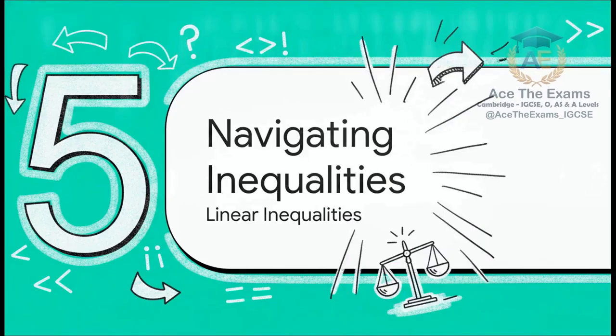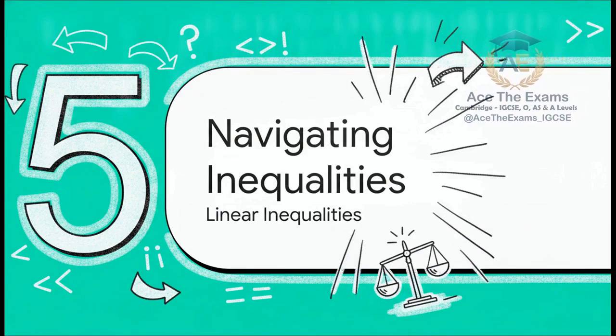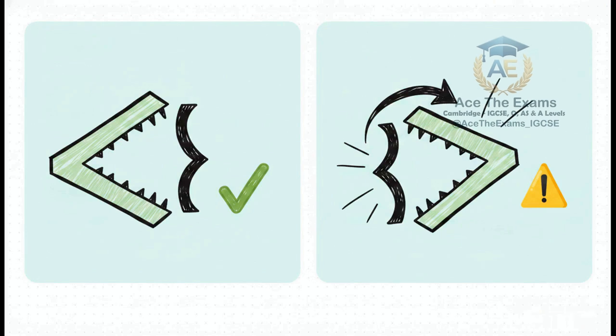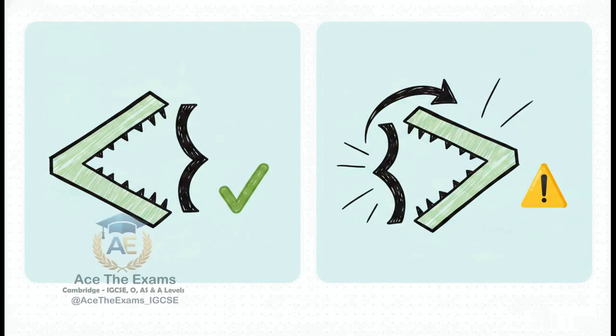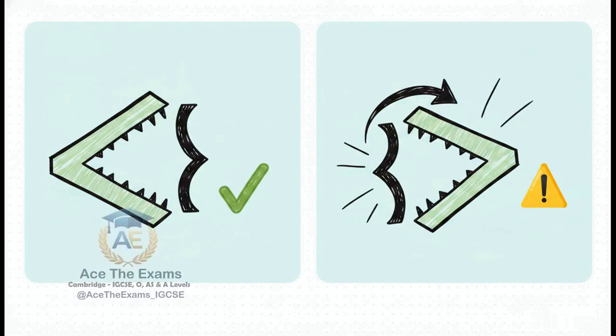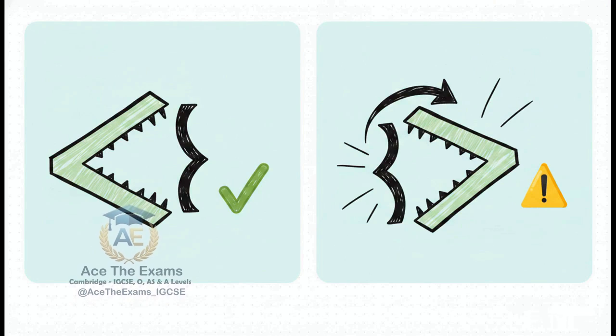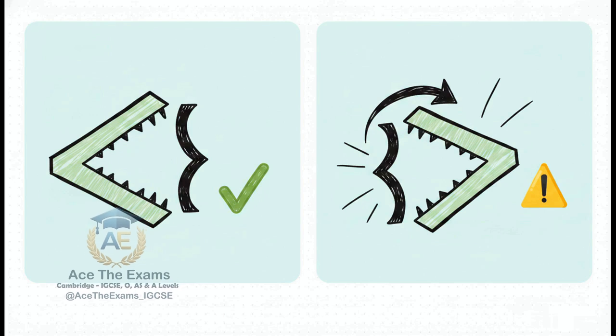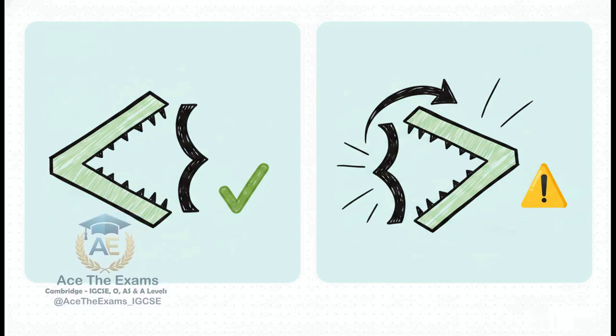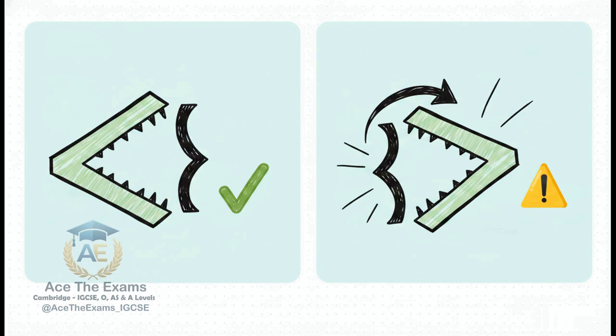Section 5. Navigating inequalities. Let's jump into our final critical skill. Now, linear inequalities act almost exactly like normal equations, but with one massive grade-dropping trap. If you divide or multiply both sides by a negative number, the math completely breaks down unless you flip the inequality sign. Let's analyze this split screen carefully, because this is where examiners catch people out.